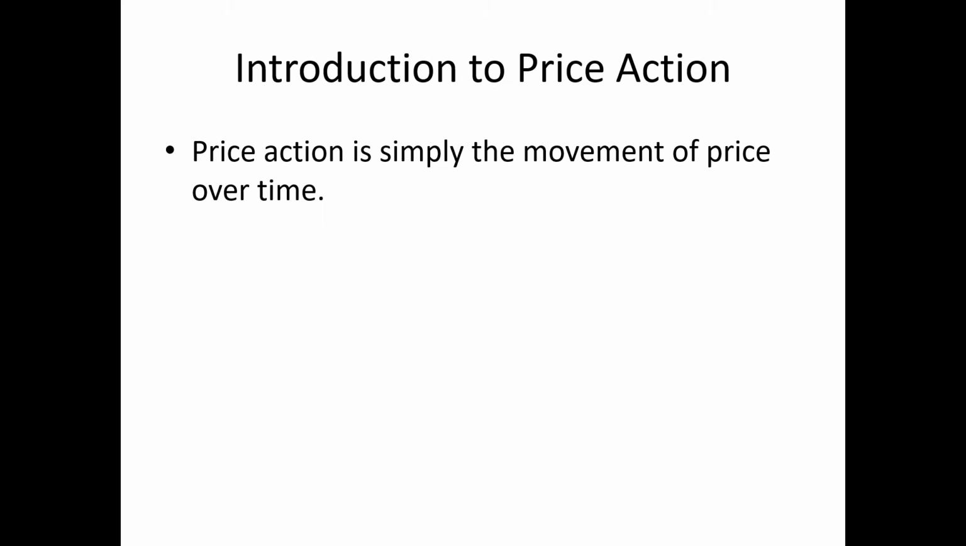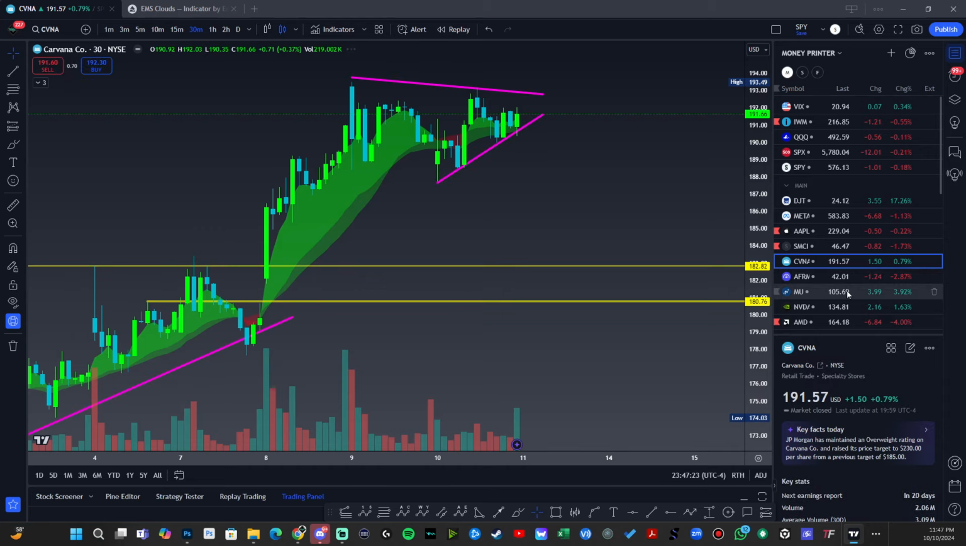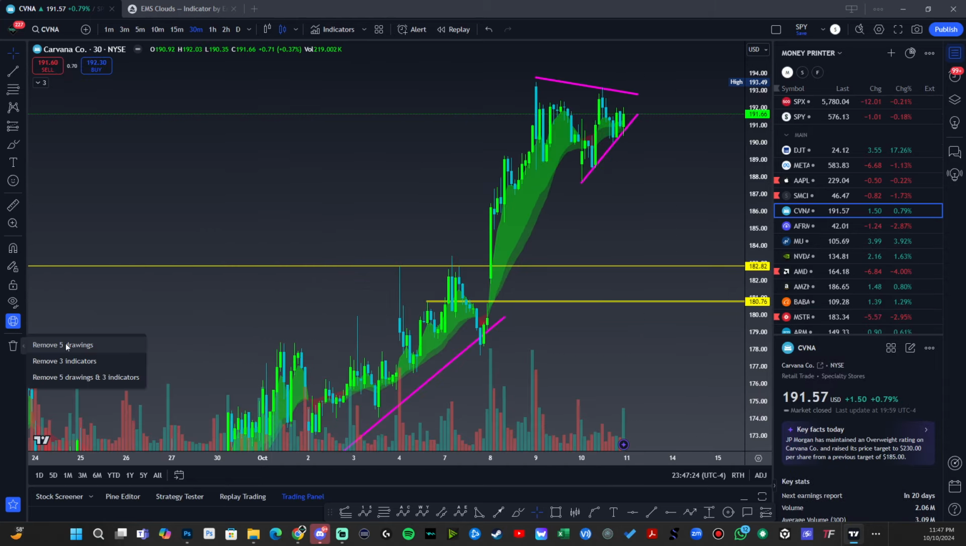Let's go. Price action is simply the movement of price over time. Whether the market is trending up, down, sideways, left, right, zigzagging, whatever it may do, all of this is telling us a story about the market's behavior. Let me pull up TradingView here. So, for example, let me delete these trend lines.